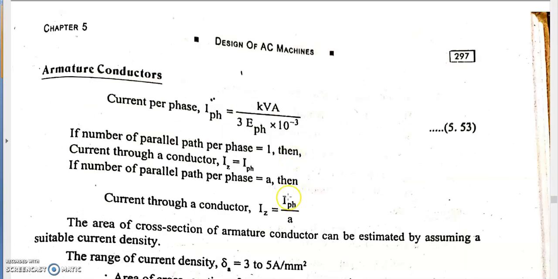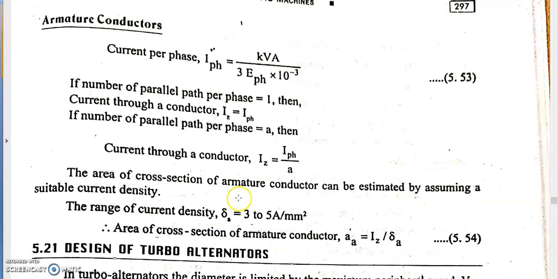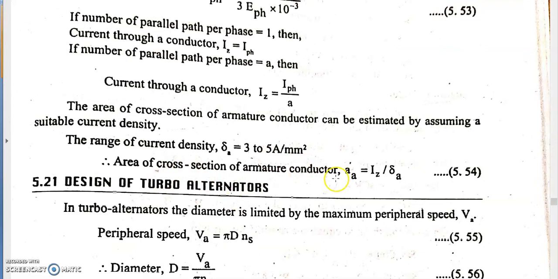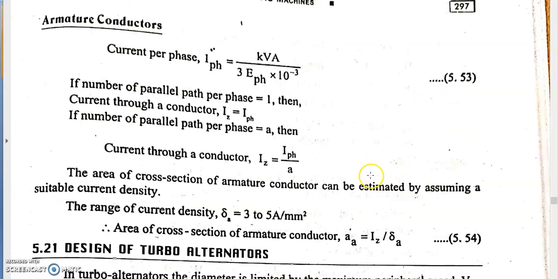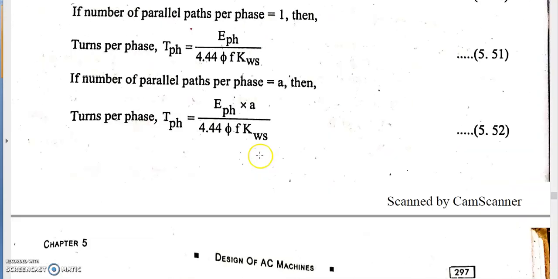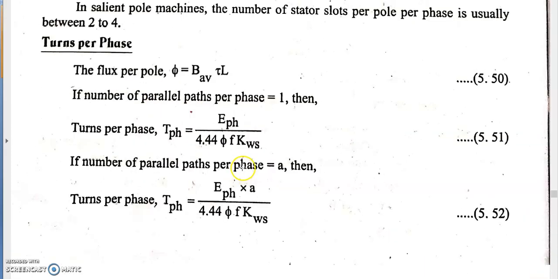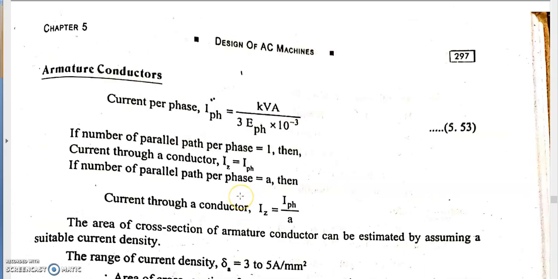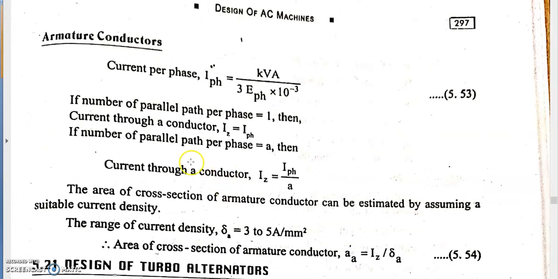So we will be calculating I_Z from this equation, and then the area of cross section of the armature conductors is I_Z by delta A. Delta A is the current density of armature or stator conductors. So I_Z we have calculated from this equation. Total number of conductors we are calculating from turns per phase. So the total number of conductors will be 2 times turns per phase, 2 into 3 times turns per phase. Okay. So these are all very similar to the induction machine design. So this is to calculate the area of conductors.